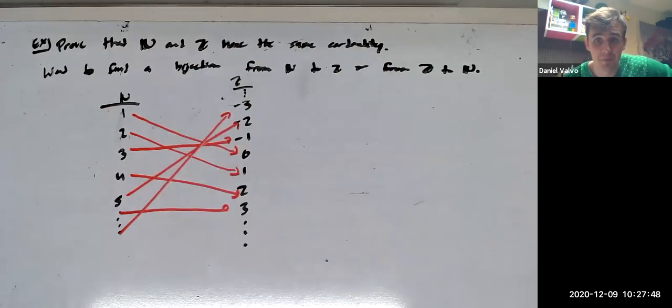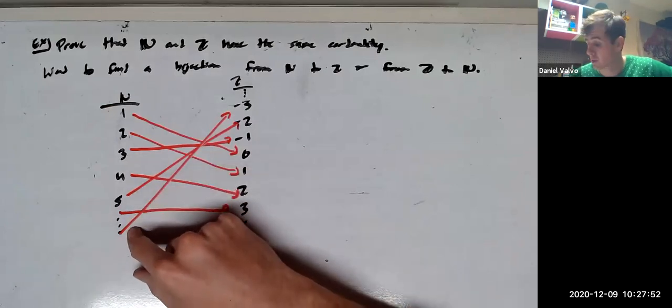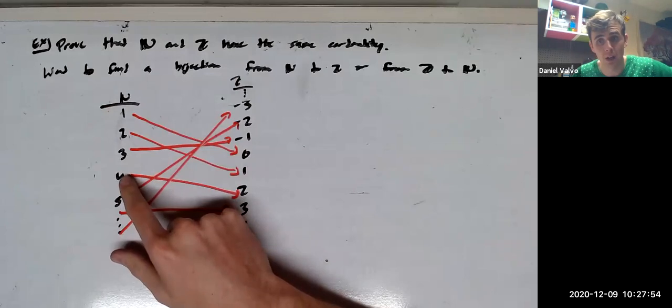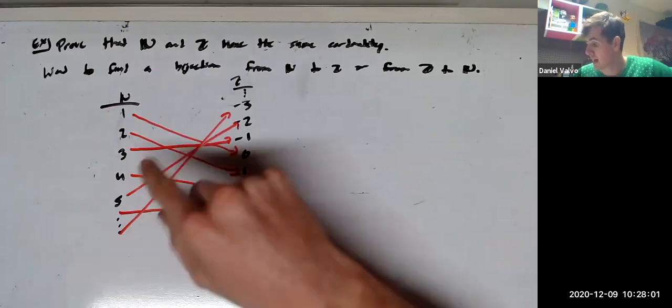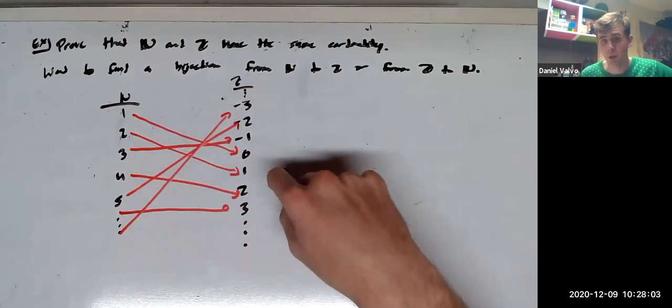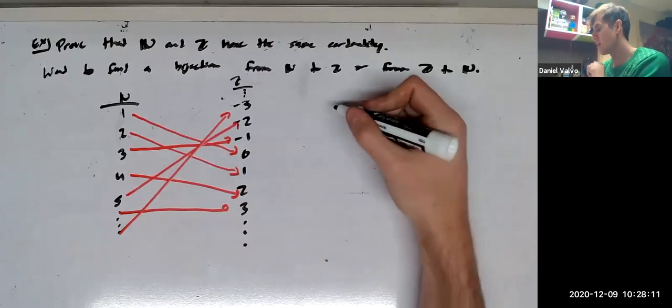negative. And note this is a bijection. This is well defined, right? There's only one arrow leaving every number here. Every input has a unique output. Or sorry, every input has exactly one output. And notice that none of these go to the same. So it's 1 to 1. It's onto. We get everything. That's all we need.